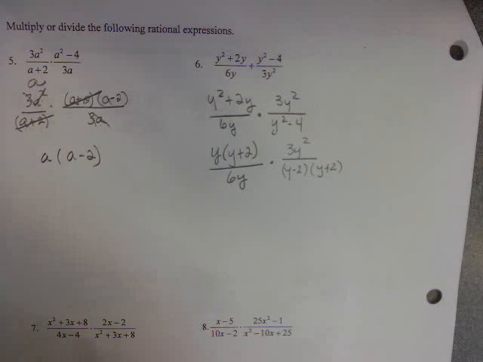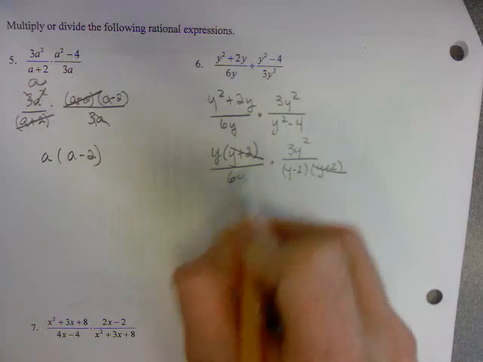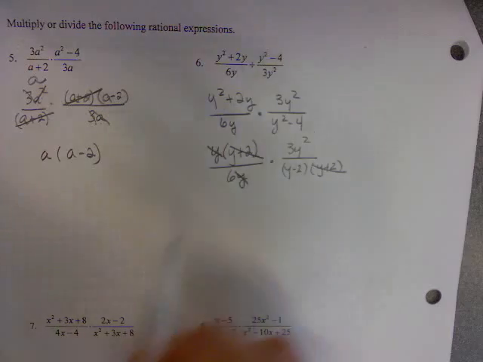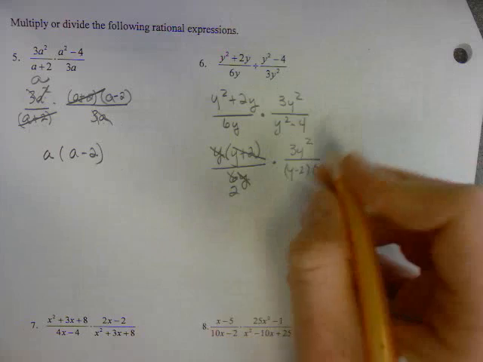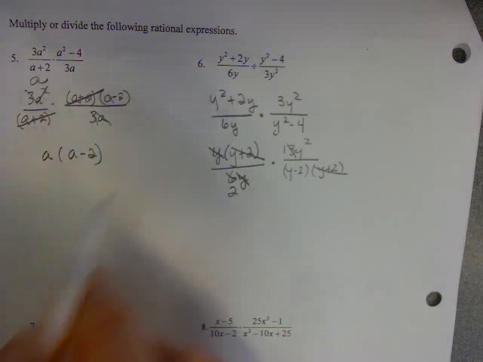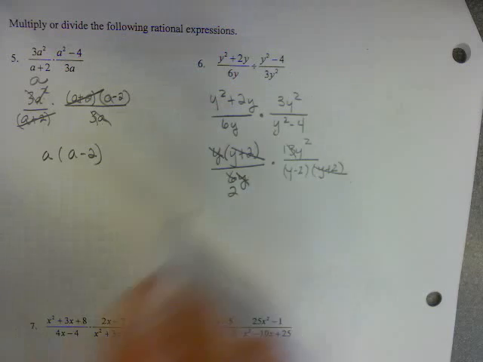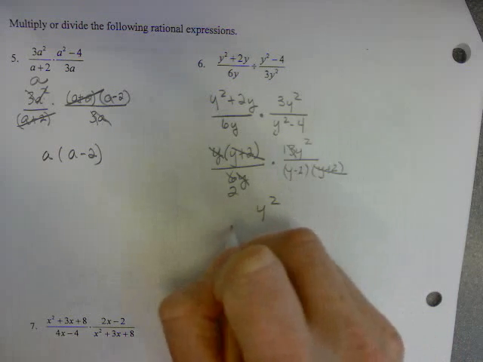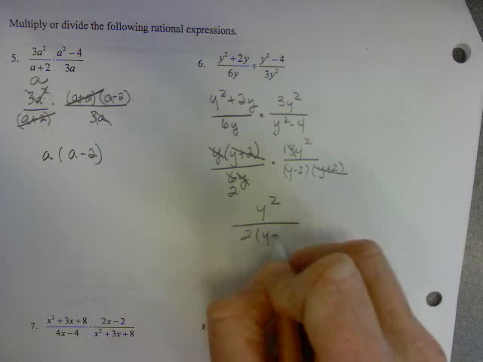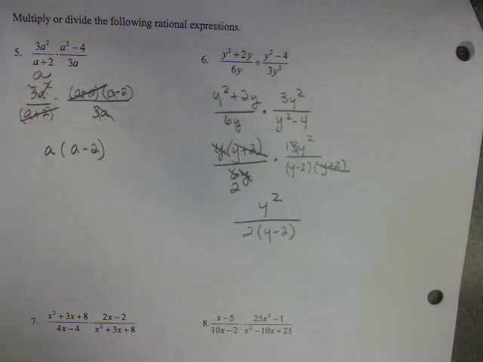Now we can look for common factors. The y plus 2's cancel. I can cancel out the y's. And the 6 will become a 2 when you divide it by the 3, which becomes a 1. Now everything's canceled out of the numerator except for the y squared. The denominator has the 2 and the y minus 2 left, and we can just multiply those together like that, and we are finished with that problem.